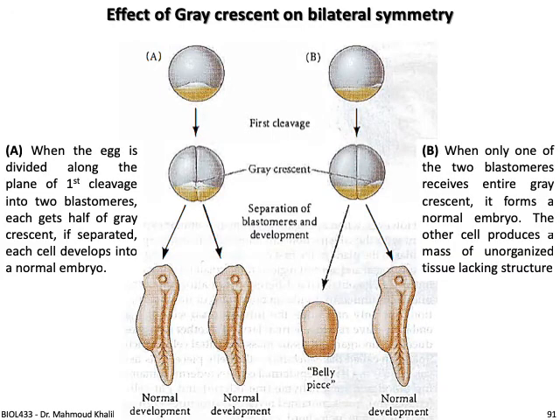Again, if we separate the two blastomeres when only one of the two receives the gray crescent, so we assume that the first cleavage does not pass through the gray crescent and we separate the two blastomeres, we'll have a normal embryo which received the gray crescent and the other just a belly piece of cells that is not differentiated.